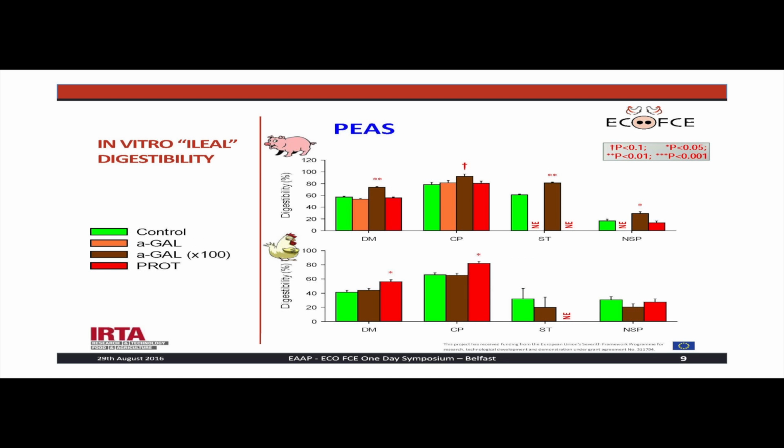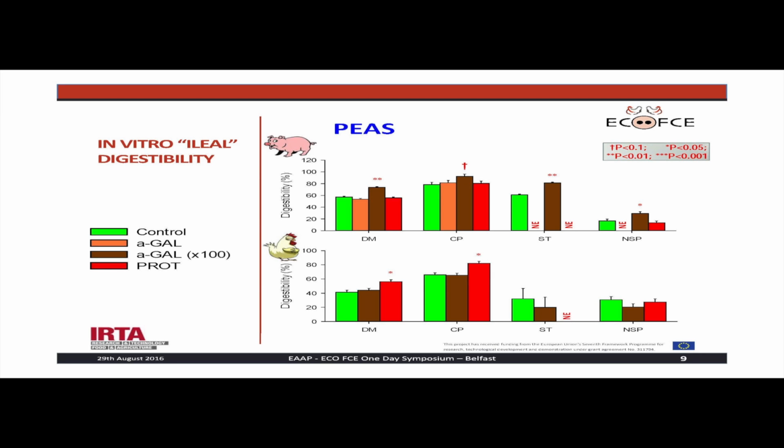For the peas, in this case, we tested alpha-galactosidase, and in the case of the pig model, we had a recommended dose and a 100-fold overdose, and then we tested protease. With the poultry, we only tested the 100-fold overdose. So we see that the alpha-galactosidase, at the high dose, improved dry matter digestibility.